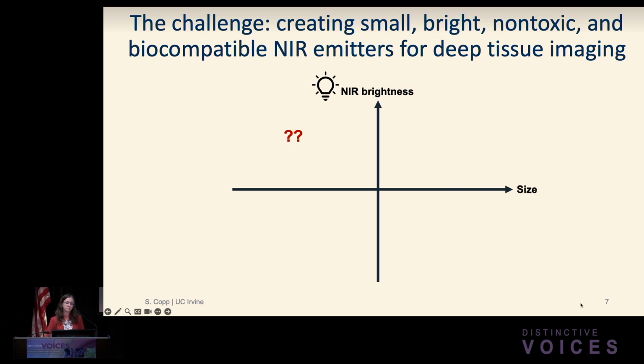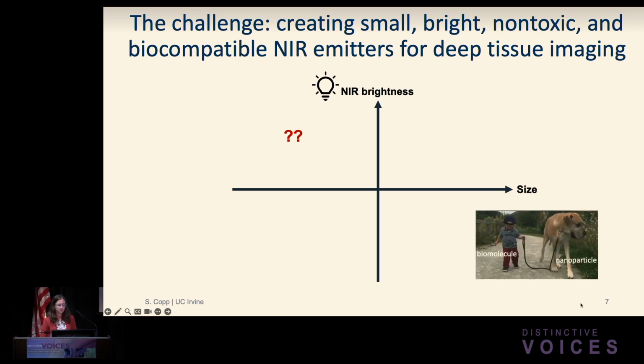graph of near-infrared brightness. We obviously want more brightness, and size. So why is size important? Well, imagine if you're trying to label a biomolecule and follow it around, and you label it with something giant. Its behavior is going to change significantly, probably like this toddler attached to this giant dog. So this is why we also need to care about the size of our contrast agent.